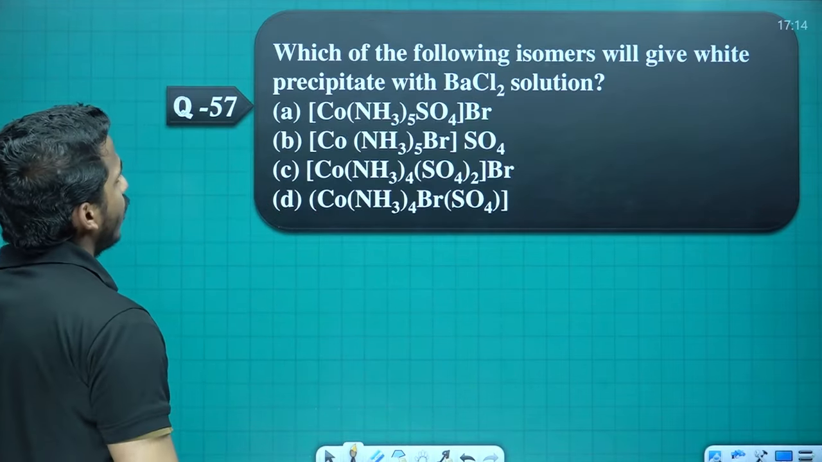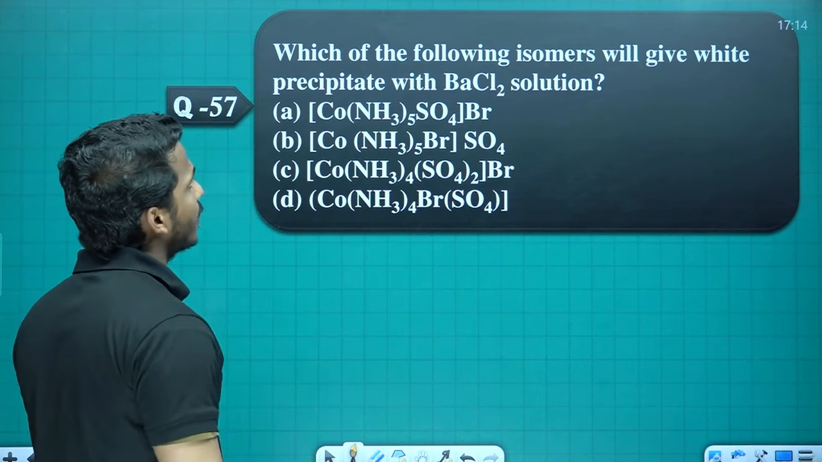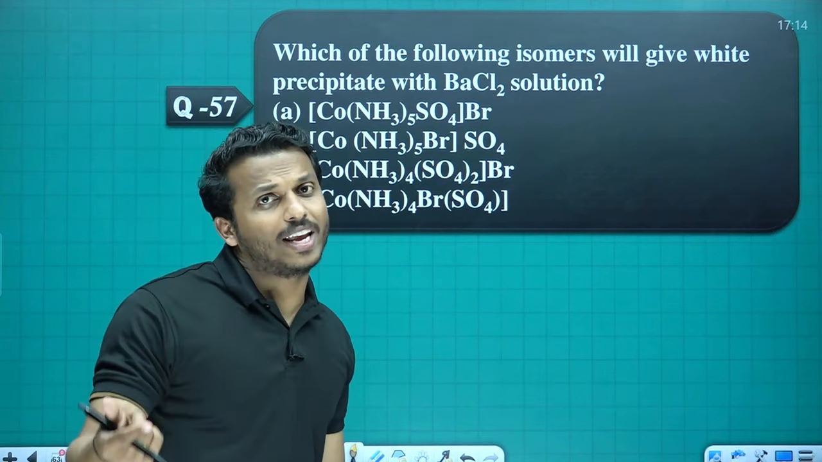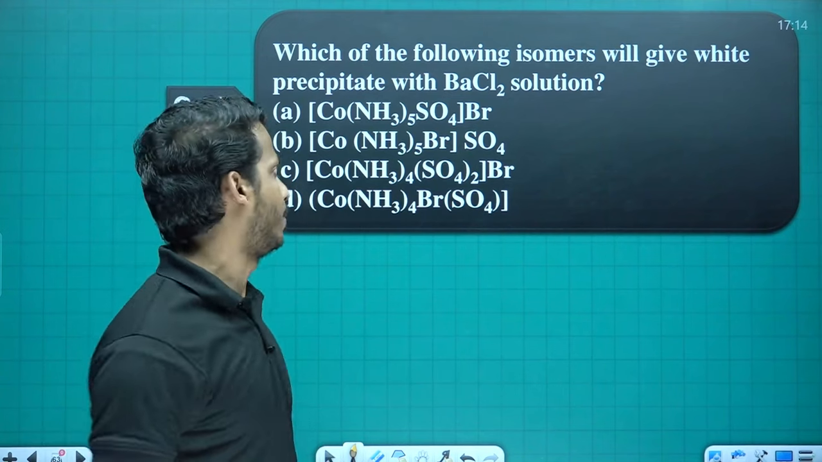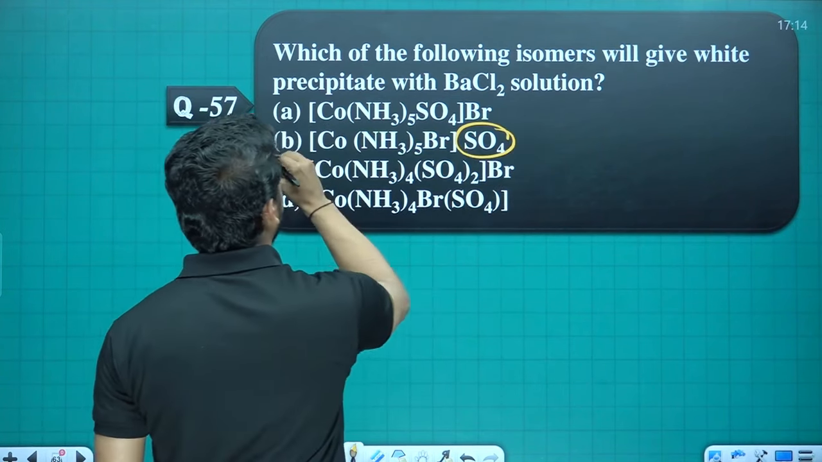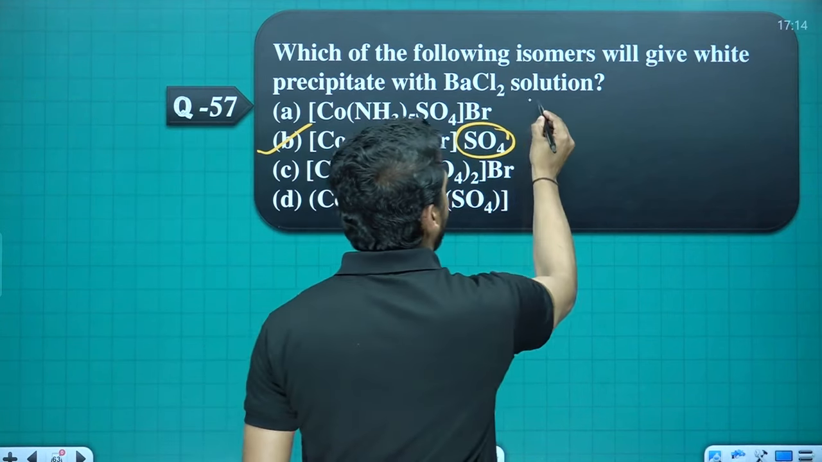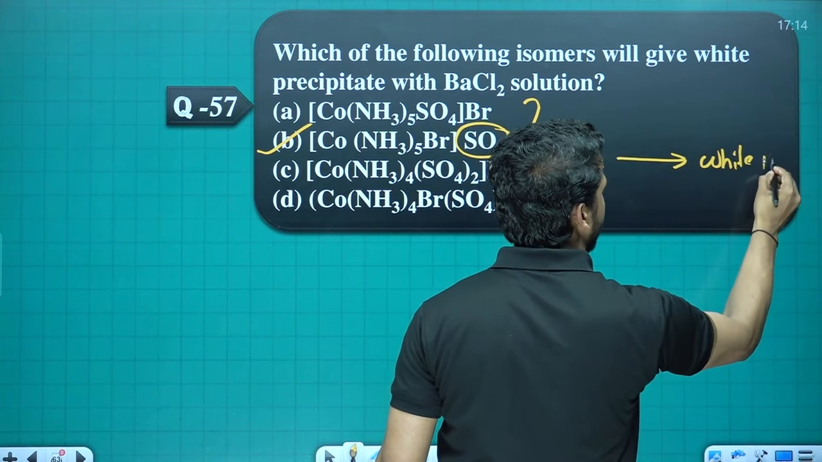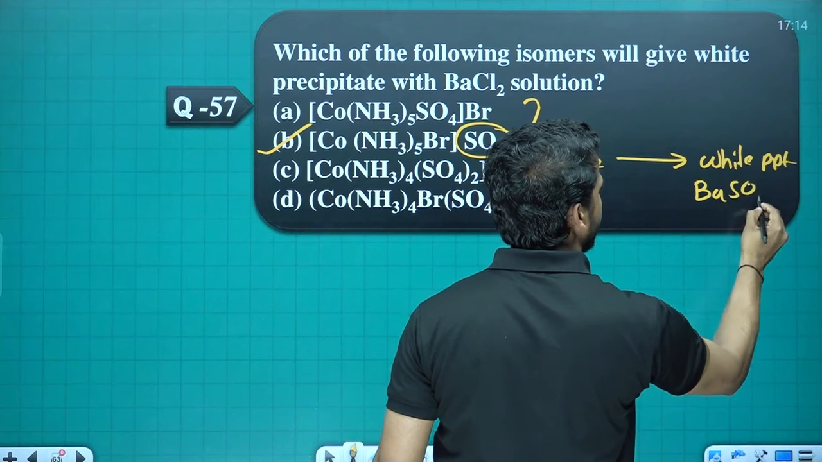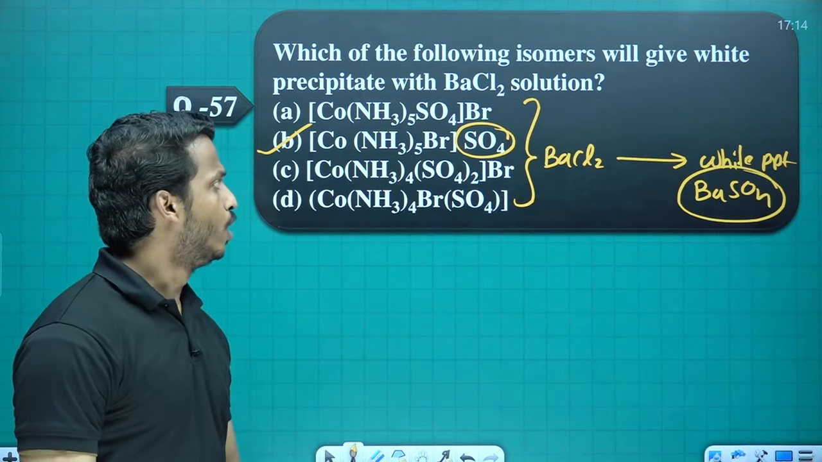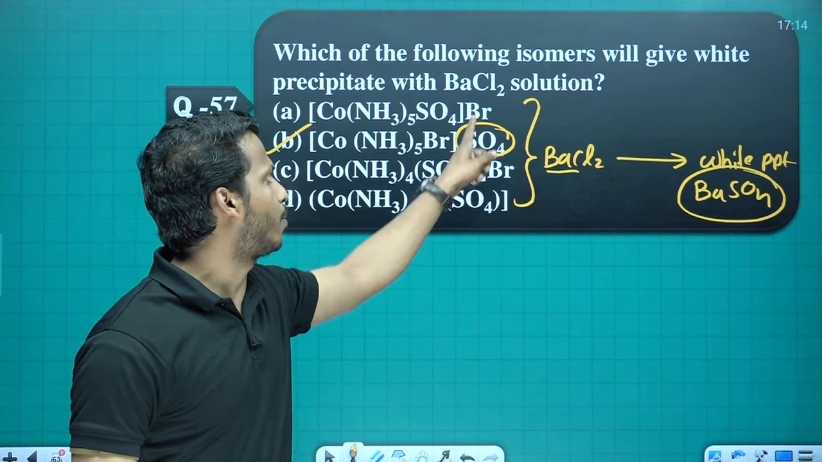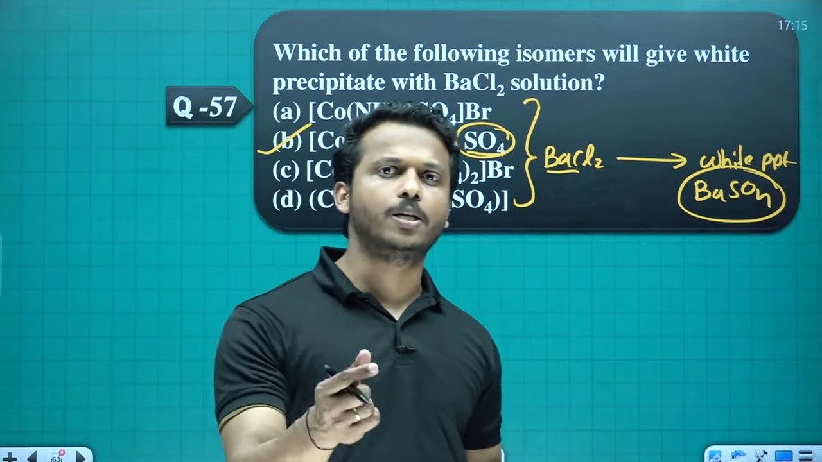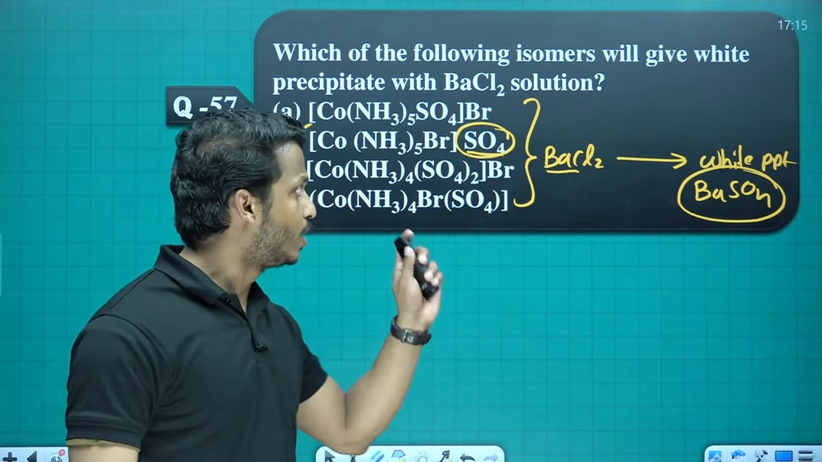Okay, next one. Which of the following isomers will give a white precipitate with barium chloride? Barium chloride, if it is forming a white precipitate, means barium sulfate is the precipitate. So where is sulfate outside? Here. So answer is B. What is the point? When you treat a compound with barium chloride, if they say that there is a white precipitate, the white precipitate is nothing but barium sulfate. So this barium combined with this sulfate. Here bromine is present, which does not give you a white precipitate. Barium chloride, if you are treating and a white precipitate is forming, then barium sulfate is the species.